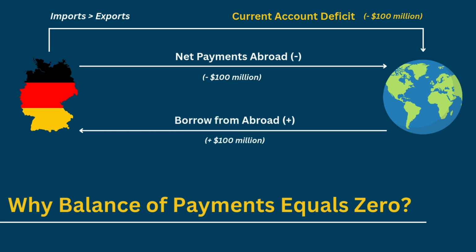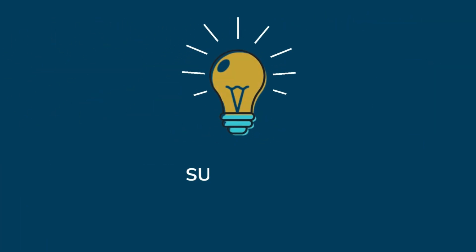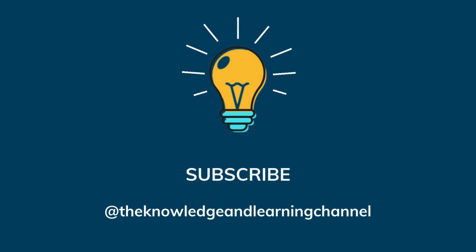To pay this extra money, the country borrows from abroad. This means foreign capital is flowing into the country, which creates a corresponding surplus in the capital account. Thus the current account deficit is balanced by a capital account surplus. This completes our description related to balance of payments.